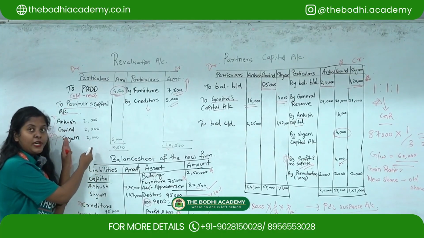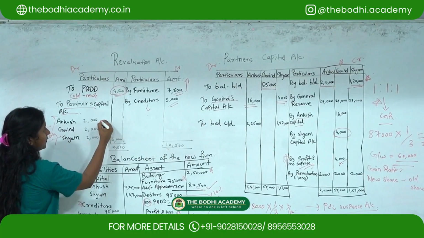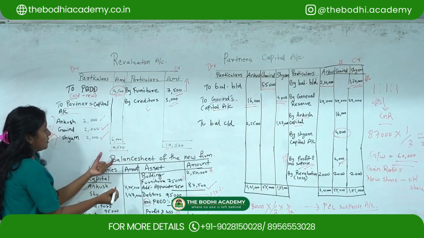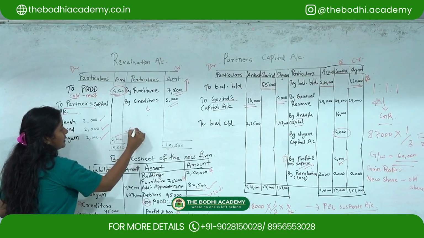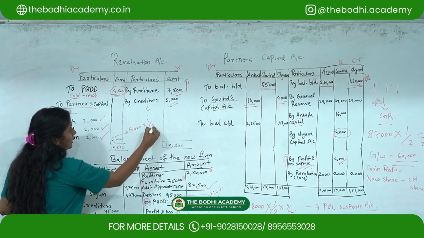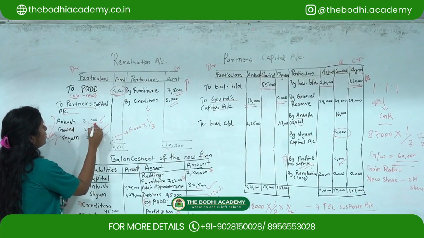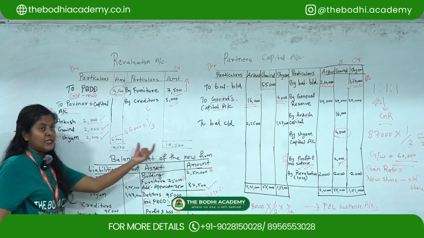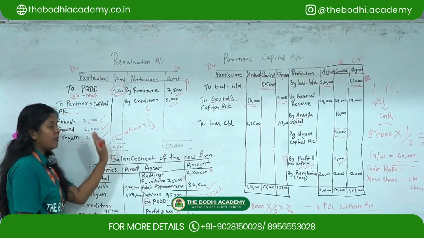Once you have distributed that amount, here we got 2,000, 2,000 and 2,000. How are you going to calculate this? 6,000 multiplied by 1 divided by 3. You will get 2,000 for Ankush, Govind and Sham. Since the ratios are equal, the same amount will come.